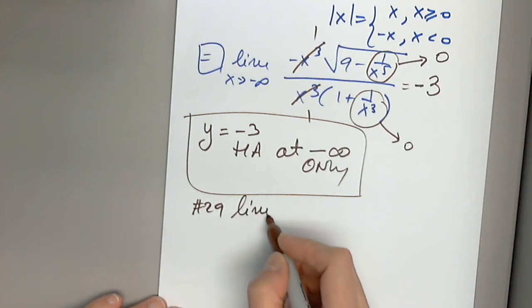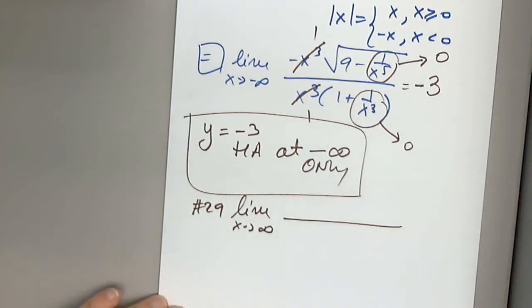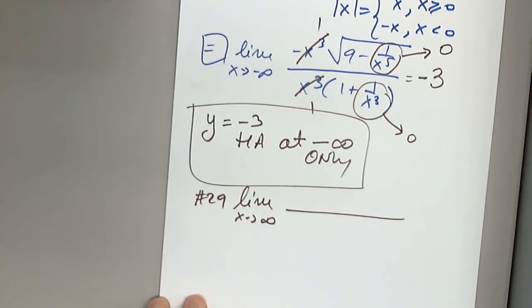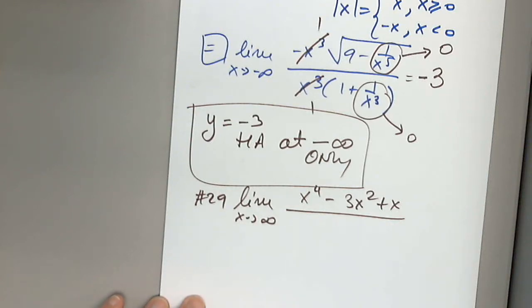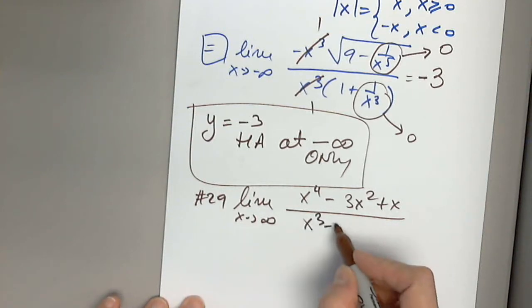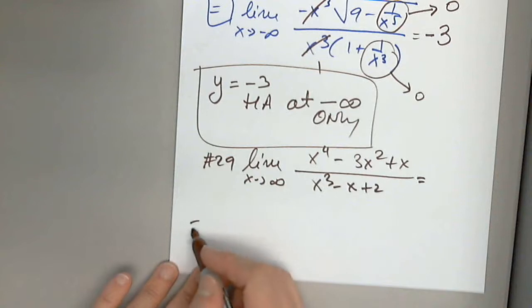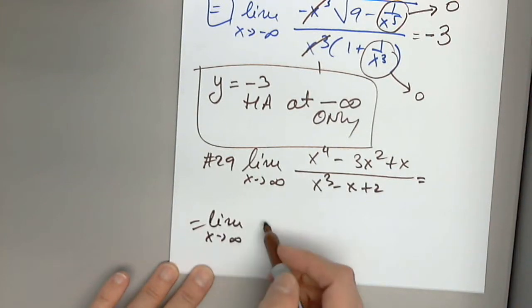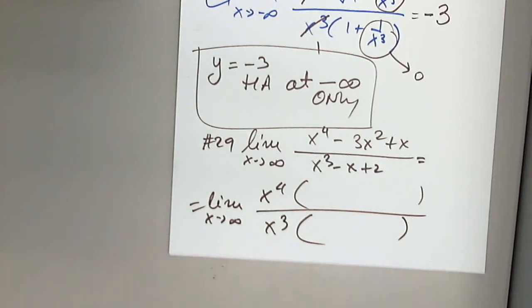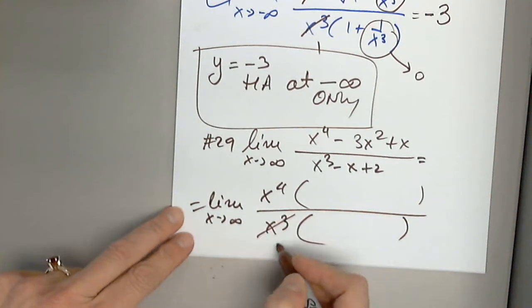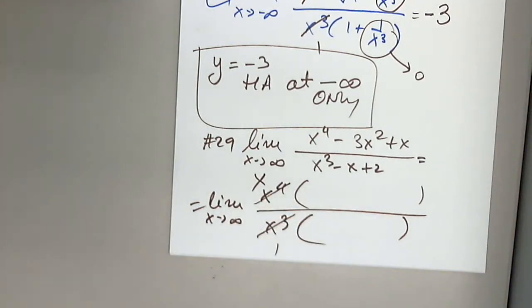Limit as x approaches infinity of the numerator, x to the fourth minus 3x squared plus x, over x cubed minus x plus 2. I don't care about the other one. The degree of the numerator is x to the fourth. The degree of the denominator is x to the third. And you put in whatever you have, you simplify, and you get the answer.